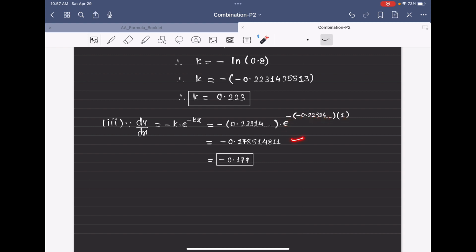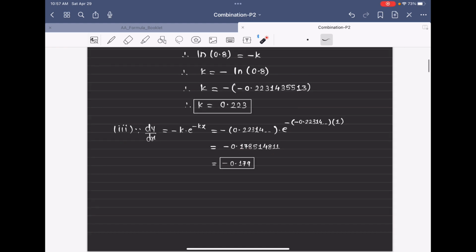If you type the full thing on a calculator, you will get this answer. Round off to 3 significant figures, that is 179. That is your final answer.